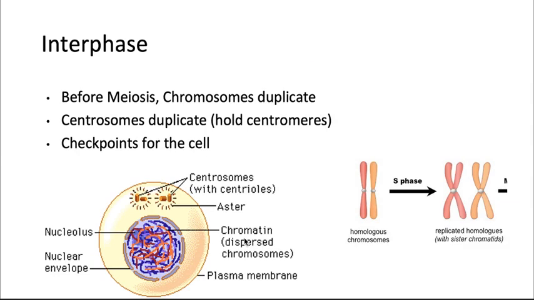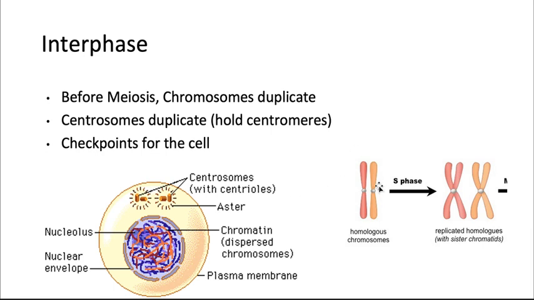Just like mitosis, prior to meiosis, cells will be in interphase. There is the G1, S, and G2 phase. In the G1 phase, the cell makes sure it is large enough for replication. In S phase, chromatin right here will actually become chromosomes.